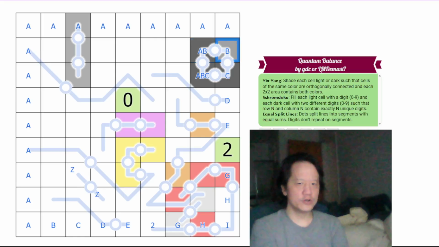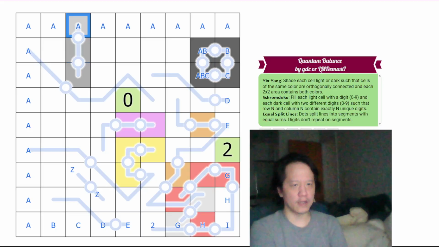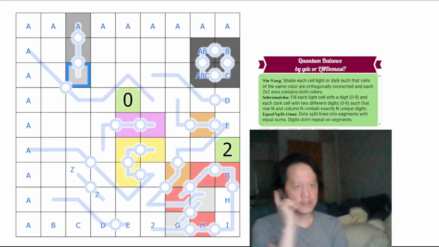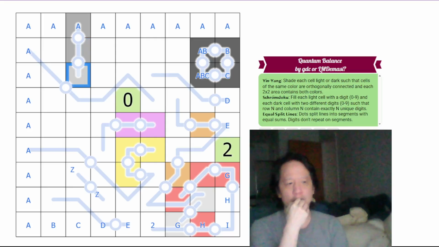This could... Okay, so this is A. This could just be A and... A is never going to be... I think this has to be AAA, right? But it could be 0 with it.